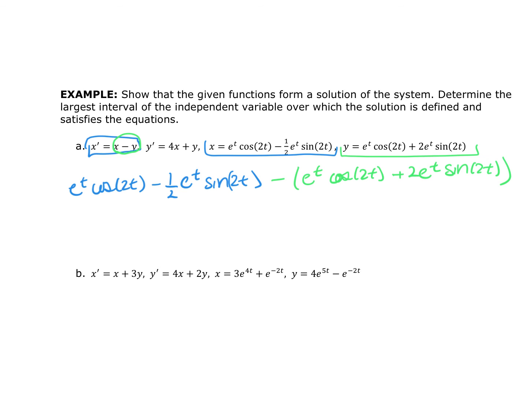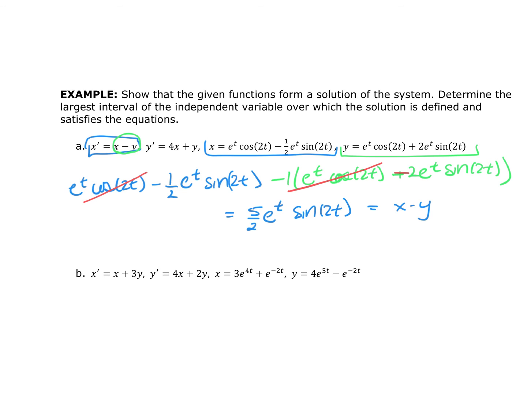Now when I do this, I see that my e to the t cosine 2t will cancel themselves out, because one's positive and one's negative. Now what ends up happening when I multiply this negative 1 through, because there is really a negative 1 through, that's going to make this a minus 2e to the t, sine 2t. So I have minus 2 and a minus 1/2 of e to the t sine 2t. So this is what? 2.5, which is 5/2. So this is going to equal negative 5/2 e to the t, the sine of 2t, which is equal to the x minus y.